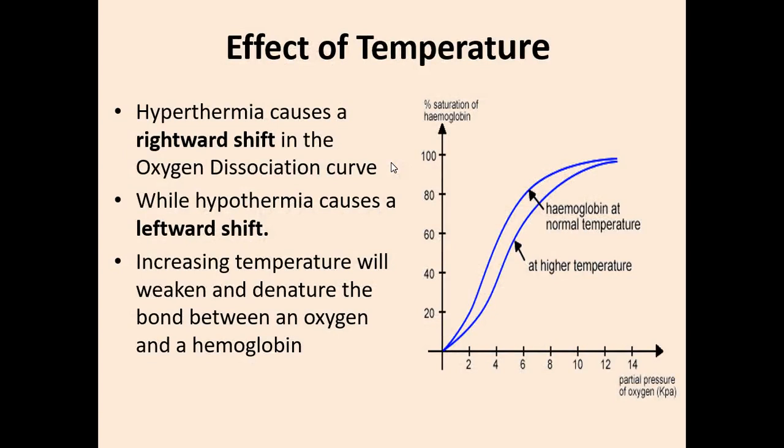Effect of temperature. Hyperthermia causes a rightward shift in the oxygen dissociation curve, while hypothermia causes a leftward shift. Rightward shift means decreased affinity of hemoglobin towards oxygen, while leftward shift shows an increase in the affinity of hemoglobin towards oxygen. Increasing temperature will weaken and denature the bond between oxygen and hemoglobin.